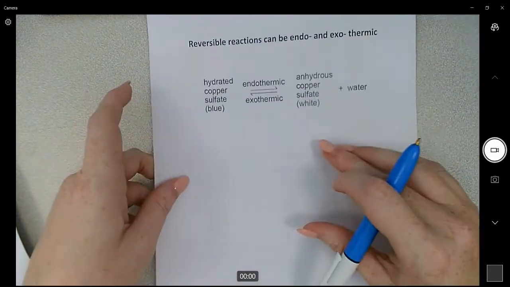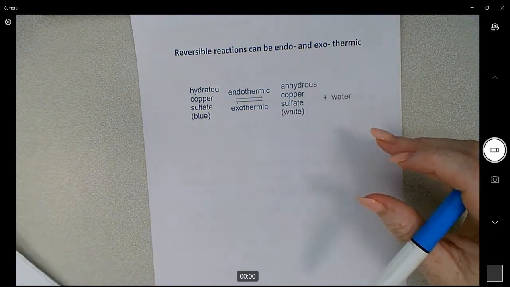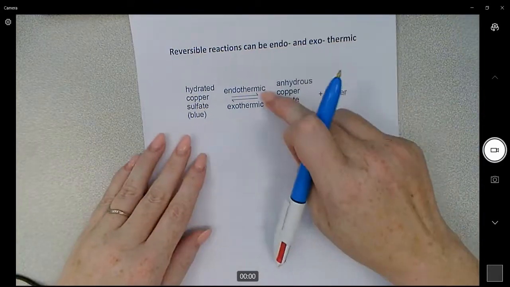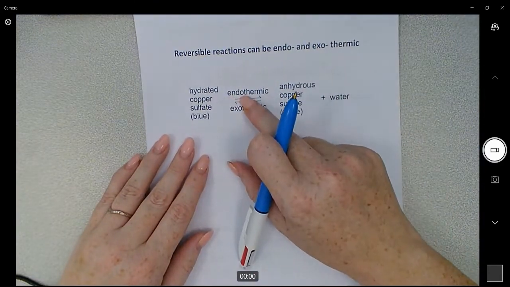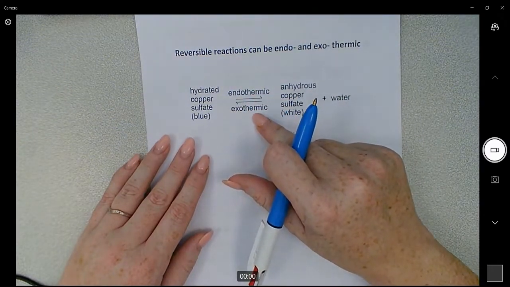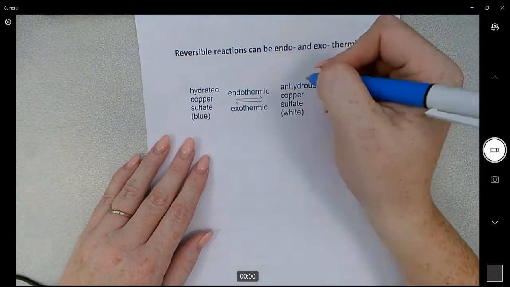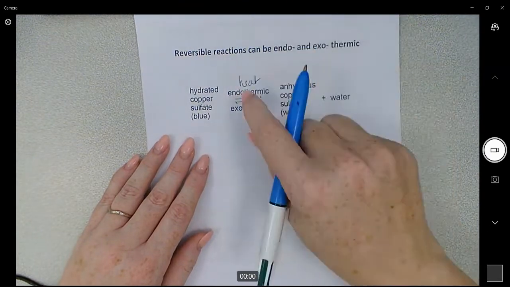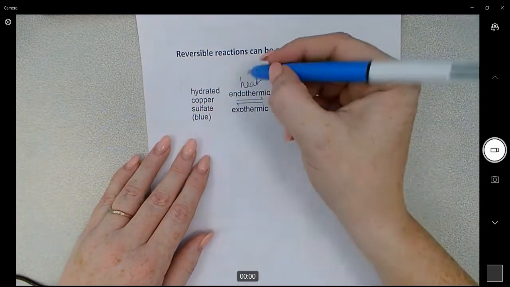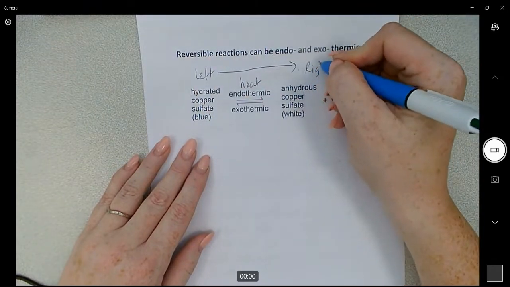So last thing from a sort of a foundation point of view is this idea of reversible reactions and exo and endothermic. So you'll already know what these 2 words mean from paper 1. So endothermic means that energy is taken in from the surroundings, and exothermic means that energy is given out to the surroundings. So knowing that, I would therefore know that if I apply heat to the hydrated copper sulfate, that's going to favour the forward reaction. So it's going to shift from the left to the right.